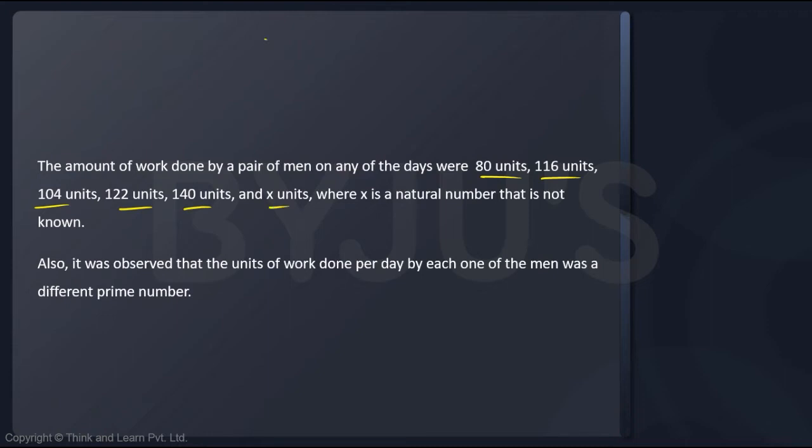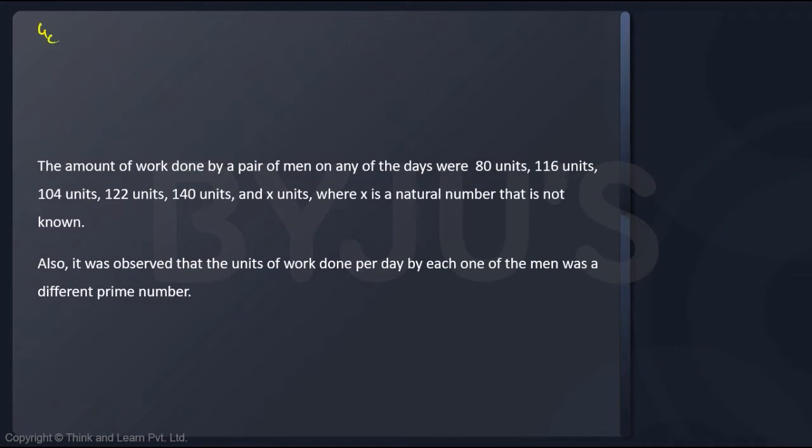So there are totally 6 values given to us. So NC2 pairs should be equal to 6. What is the value of N? Clearly we can see that N should be equal to 4 because 4C2 is 6. So we have 4 people working for us.